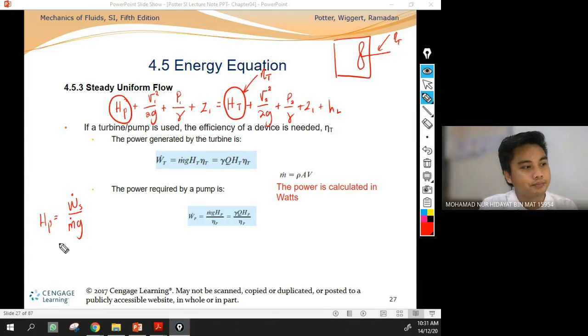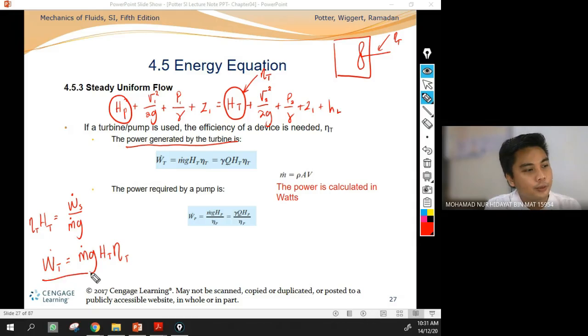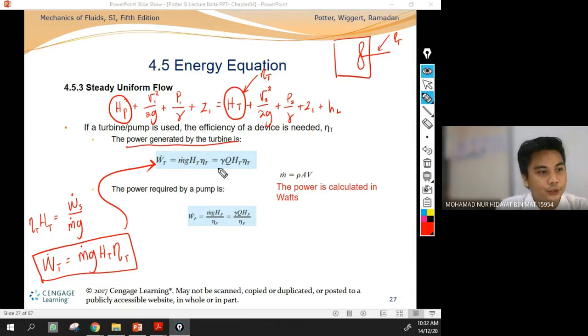So HT, this is HT. Multiply with the efficiency of turbine. Thus, the power generated by the turbine, W of turbine, is equal to m dot g H times the efficiency of turbine. So this equation is the same as this equation. This one, gamma Q H, is the same as this one.